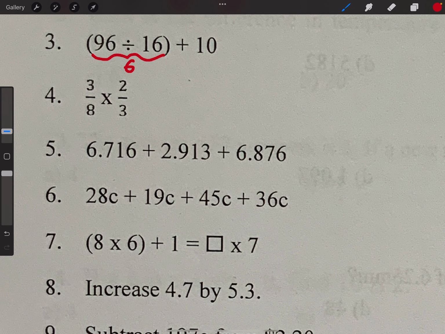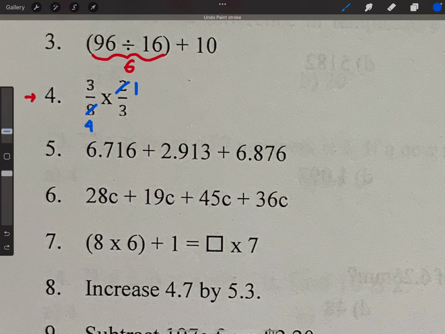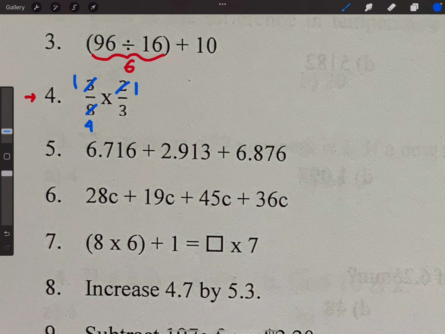Now, when you multiply for question 4, we can simplify. I can look at these two numbers and ask, can I divide them by anything? Yes, we can divide them by 2. This will be 1. This will be 4. And now we look at these two numbers and say, can I divide these by anything? Yes, we can divide them both by 3. That will be a 1, and that can be a 1. So the answer is 1 over 4 times 1 over 1, and the answer is 1 over 4.